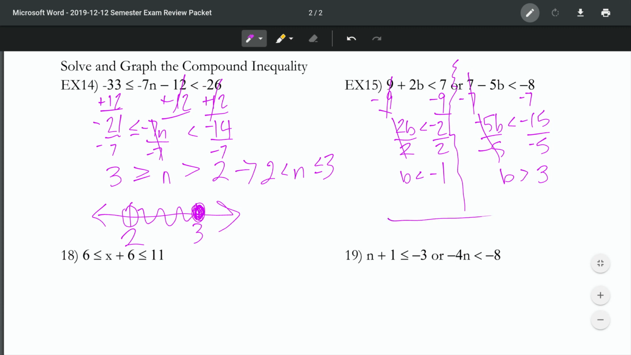So number line, negative 1 and 3. So b less than negative 1, open dot, shade to the left. b is greater than 3, open dot, and bigger. So this problem, everything went outside, while the other one went inside.